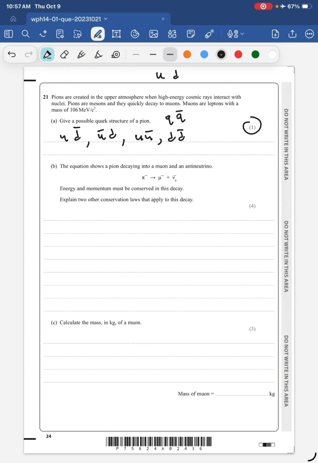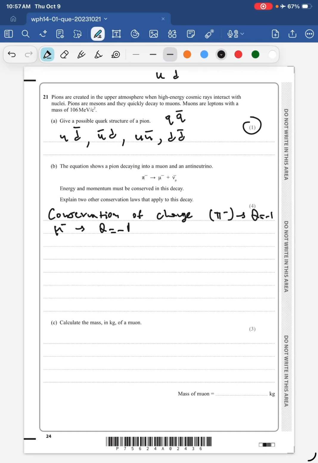Let's move on. The equation shows a pion decaying into a muon and an anti-neutrino. Energy and momentum must be conserved in this decay. Explain two other conservation laws that apply to this decay. Okay, so we need to have a conservation of charge. And do we have that? We do, because we have pi minus, which has a charge of -1, decaying into a negatively charged muon with charge -1. So we have conservation of charge.